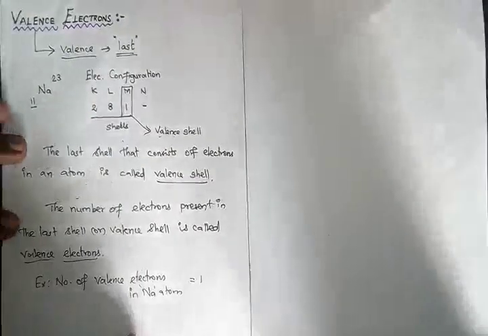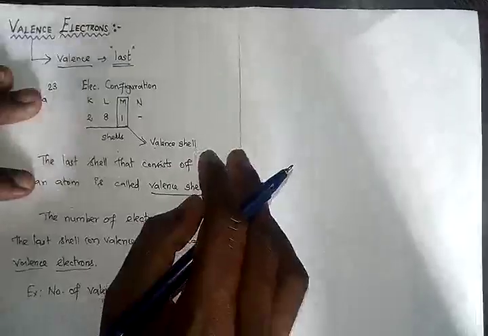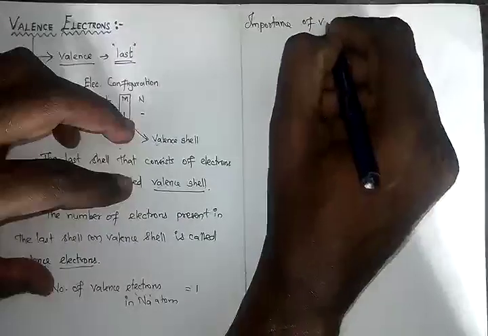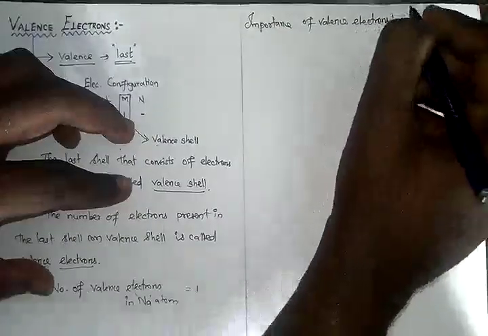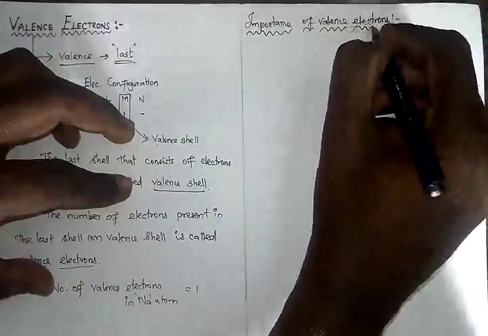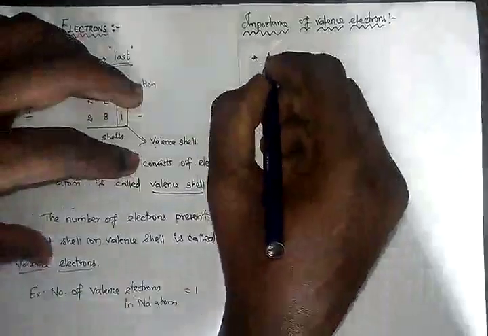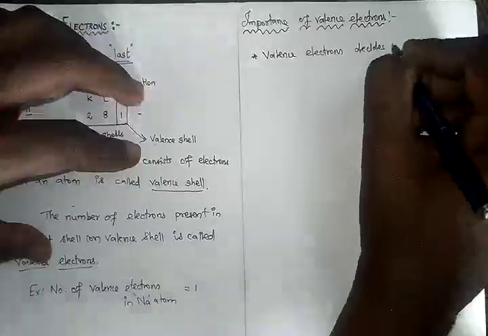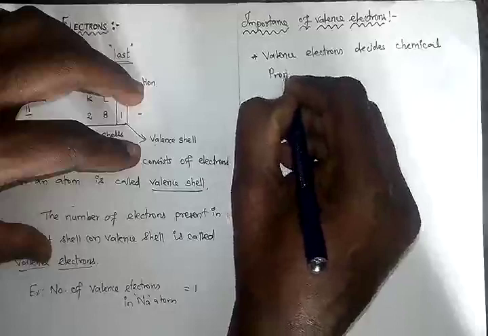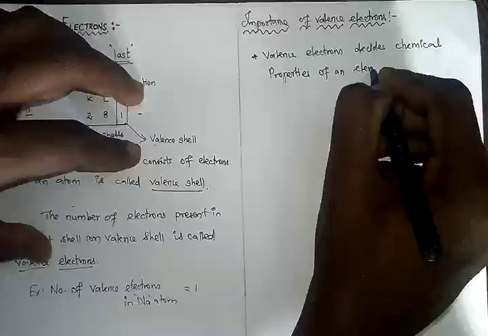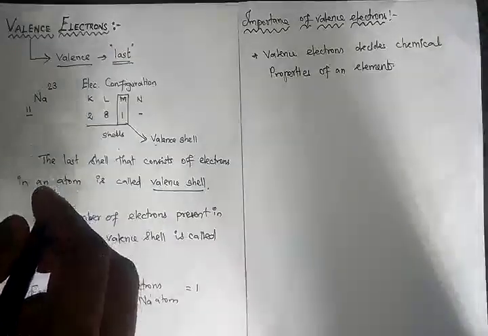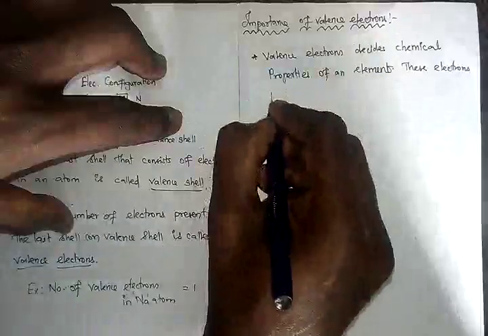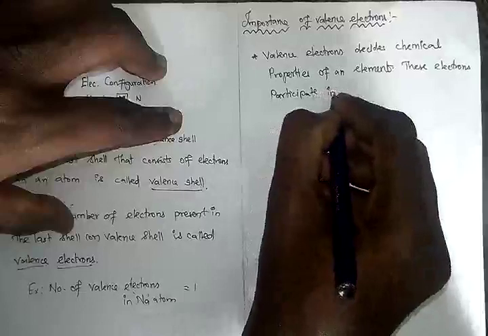Now what is the importance of these valence electrons? We will see one by one. The importance of valence electrons. The first one: the valence electrons decide the chemical properties of an element. That is the first one, you should be very clear. These electrons participate in chemical reactions.